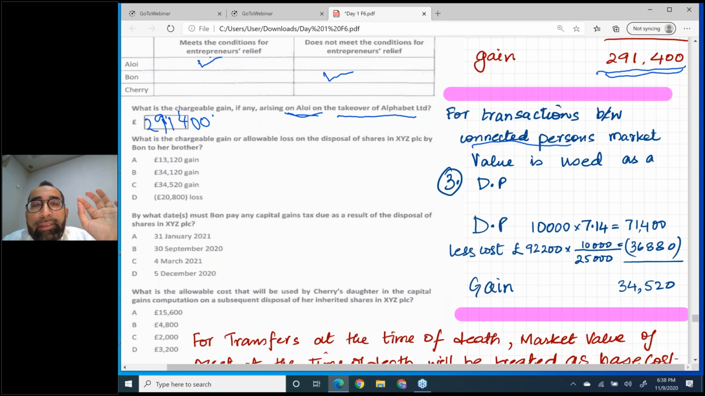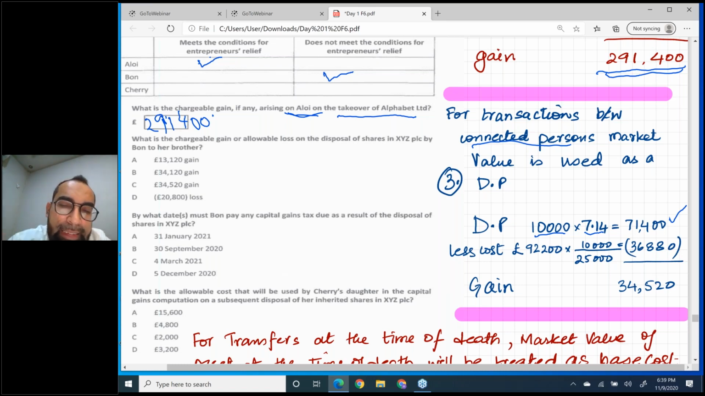We just read that this sister transferred 10,000 shares to brother. So 10,000 shares multiplied by what is the mid quoted price? 7.14 per share. If you multiply 10,000 with 7.14 per share, you will get 71,400. So your DP is 71,400, right?